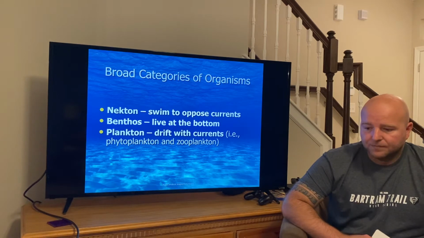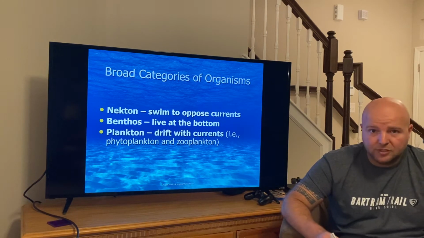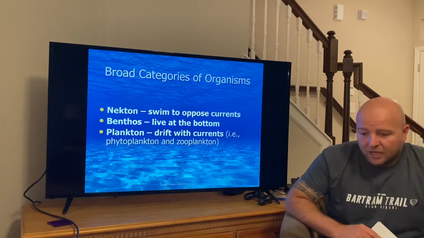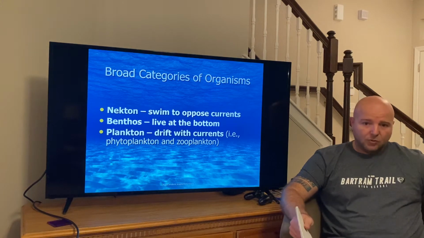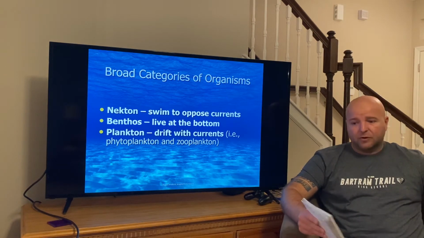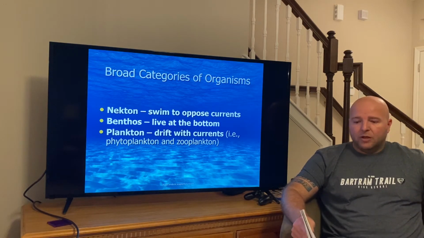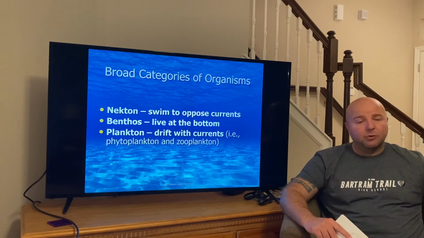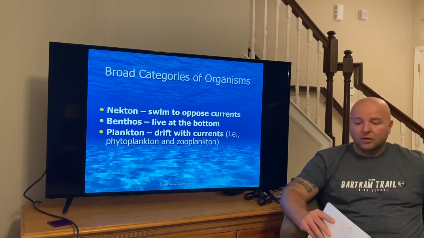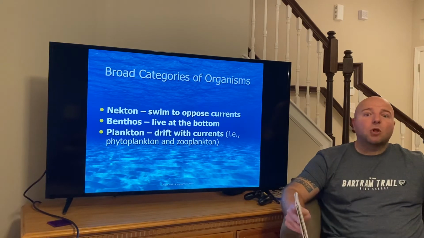Our nekton are marine organisms who are strong enough to swim to oppose the currents, meaning they can go where they want to go. They decide where they're going to swim. The water is constantly moving. There's always some kind of current or wave and tide, and the water is always on the move. And these nekton are able to fight against that movement of the water. An example would be a sea turtle, shark, tuna.